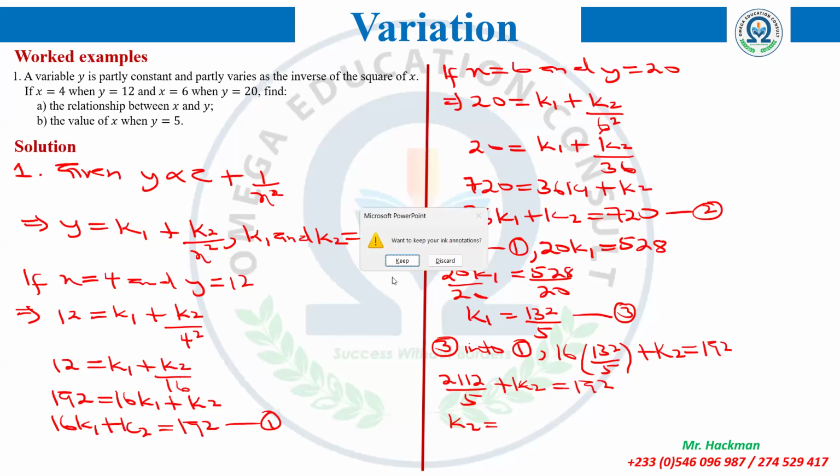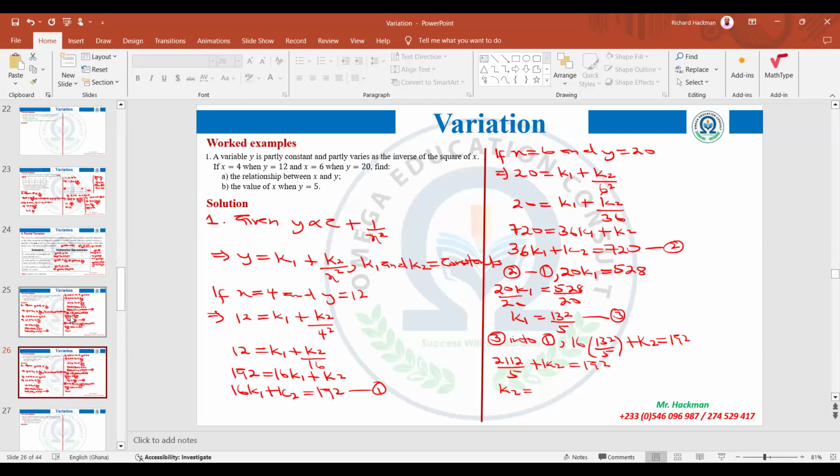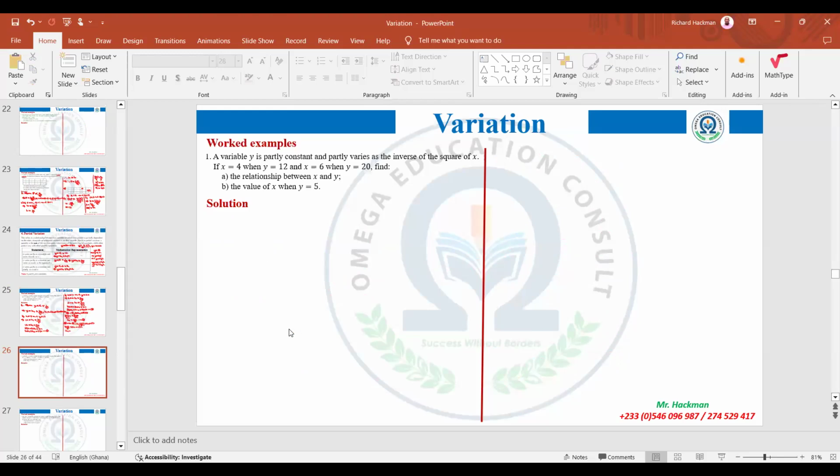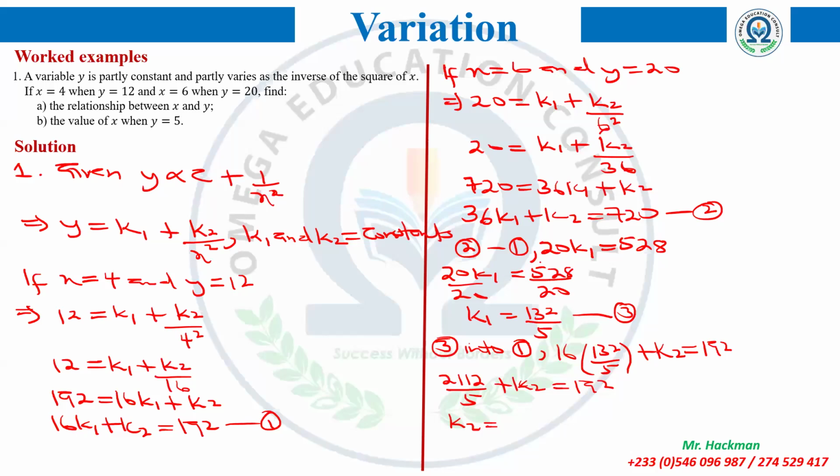Whilst waiting, let me go and duplicate this so that I will have room to continue. I'm waiting. Negative 1152 over 5. Not that pretty, but okay. And you can see that here we are not concluding with it. That's the more reason why we didn't change to mixed numbers. Is that clear? They are only means to an end.